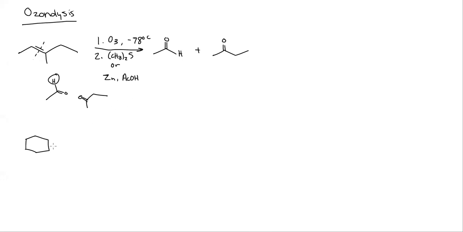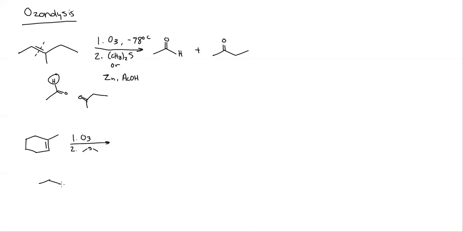So with the ring, we'll do this same ring that we did earlier. So again, first step is O3, second step is dimethyl sulfide, and this is dimethyl sulfide, so it's an S with two methyl groups on it. Sometimes it's written that way.